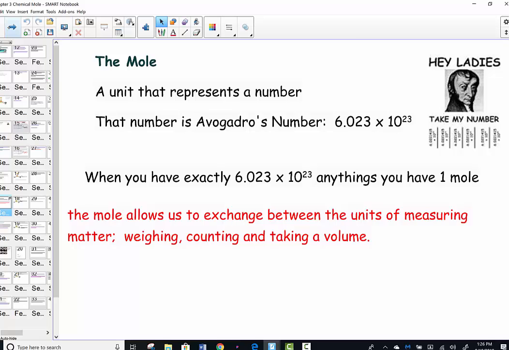Avogadro's number is 6.02 times 10 to the 23rd. Do you see how significantly large that number is? If you were to take a grain of sand, how tiny is a grain of sand, and have a mole's worth of sand, not just one, but a whole mole, 6.02 times 10 to the 23rd.